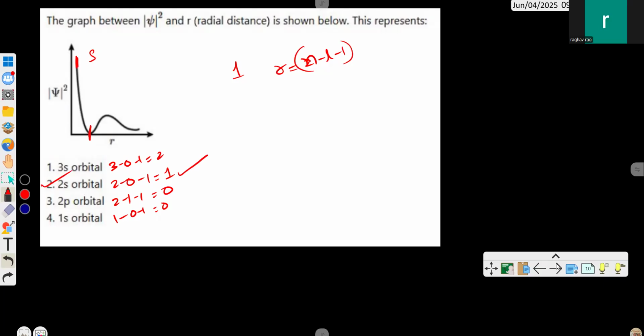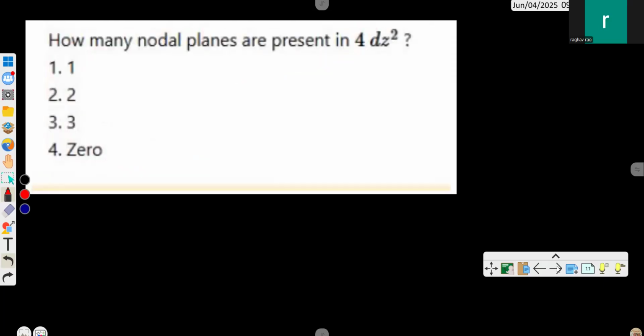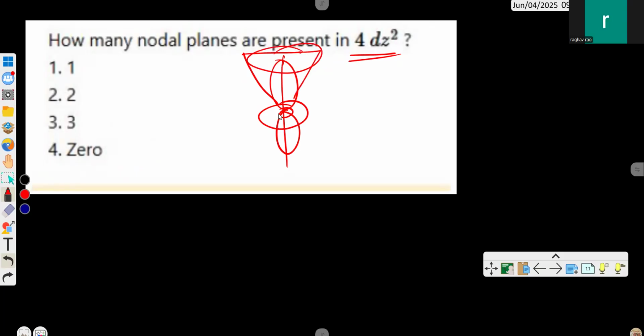Let us move to the next question: how many nodal planes are present in 4D z square? This is not there in your portion, because 4D z square will look something like this. It will have conical nodes. This doesn't have planar nodes. It will have conical nodes, which are not there in your syllabus. So whoever has put 0 can also take marks, and whoever has put the answer as 2, which is the L value for nodal planes, can also take marks for this question.